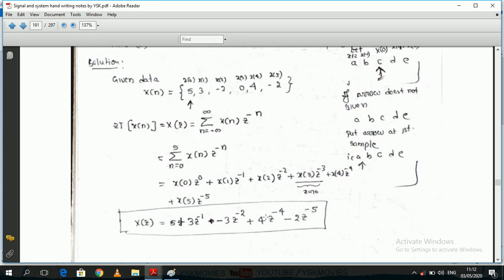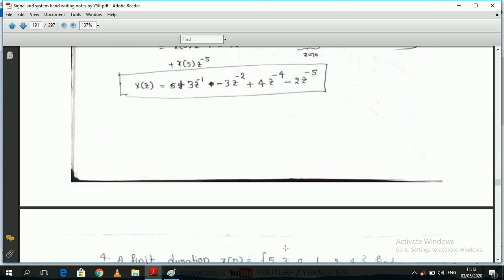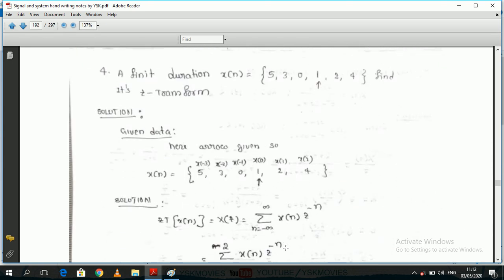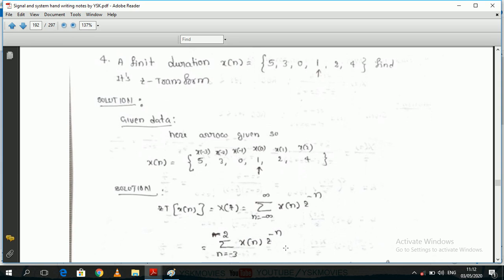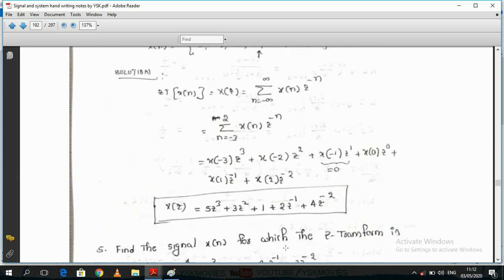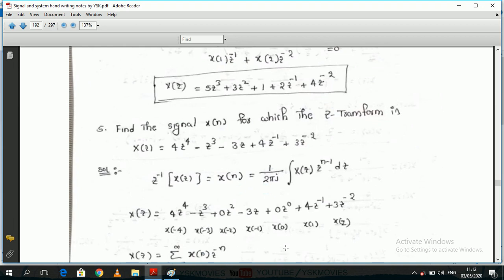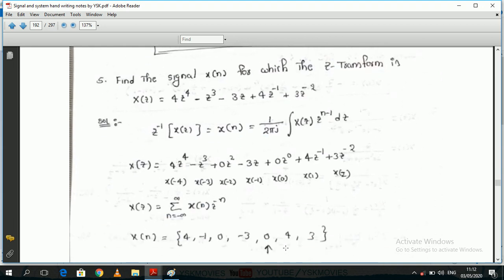And sometimes we need to find the inverse z transform. If they give it in the z domain, you simply convert it to the time domain: 5, 3, minus 3, 0, 4, minus 2. After this, here are some problems. Pause it and solve them. These are some sequence type problems.